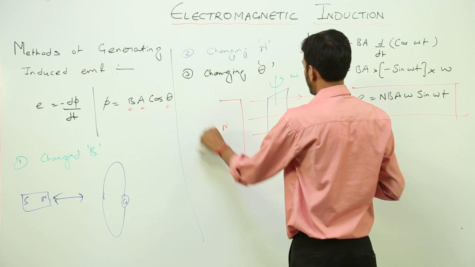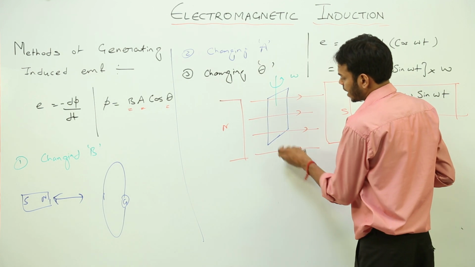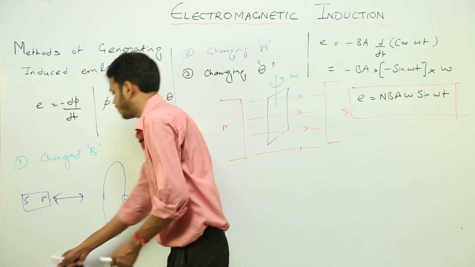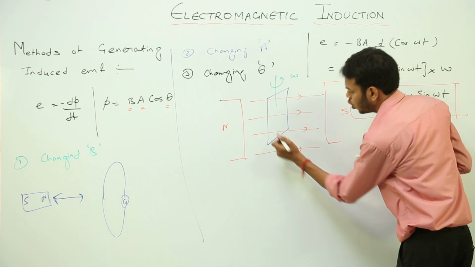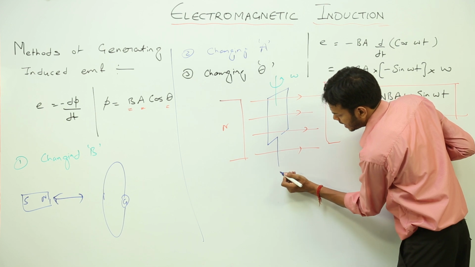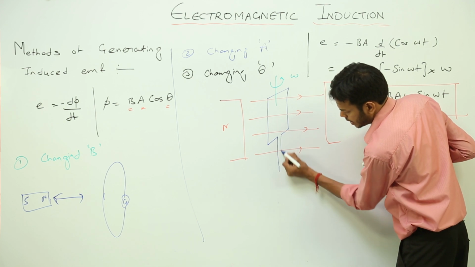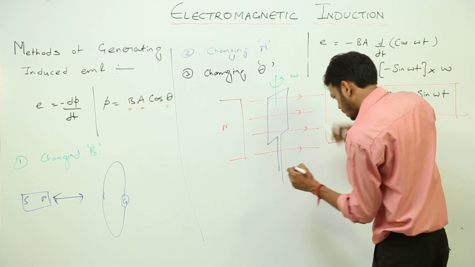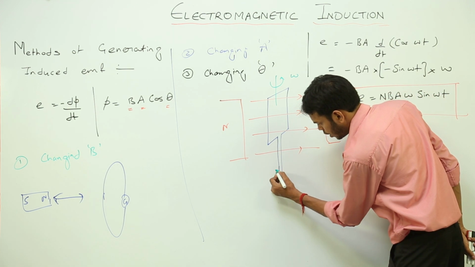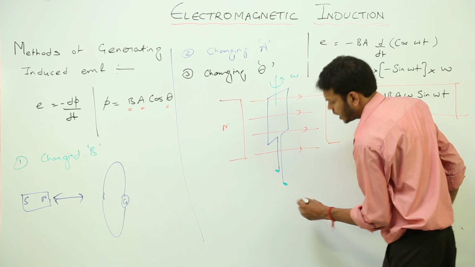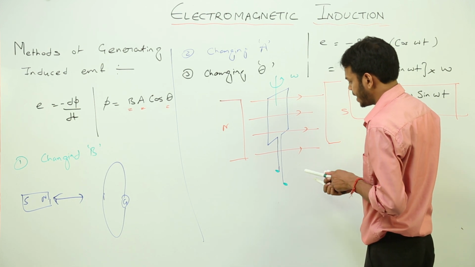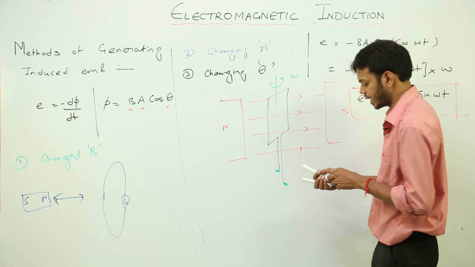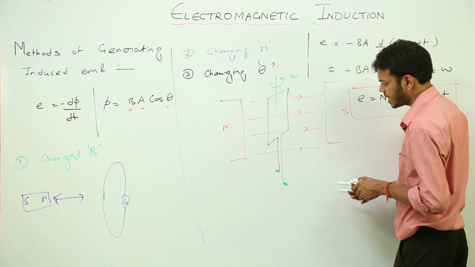By changing theta, what we can make from this diagram is an AC generator. How? This loop is extended like this and like this. Here we have carbon brushes to make constant touch with slip rings. Now this time we have slip rings, not split rings. I'll tell you the difference between slip and split rings.